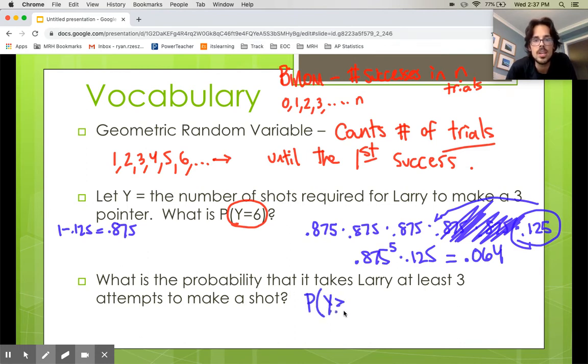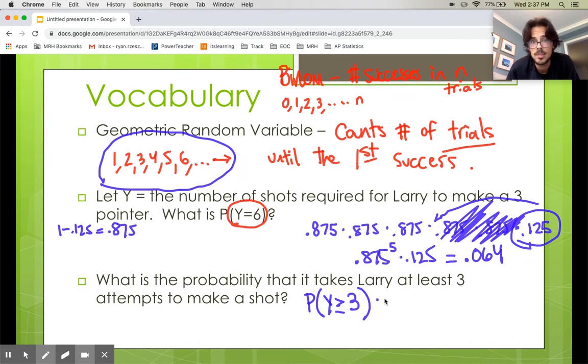Okay? So next problem says, what is the probability that it takes Larry at least 3 shots, or at least 3 attempts to make a shot? The thing about geometrics is, as I said up here, they do not have an end. It could, in theory, take him 10 million shots to make one. Probably won't. If he's a 12% shooter, it'd be crazy unrealistic, but in theory, it could. So you can't actually mathematically do this. It's impossible.